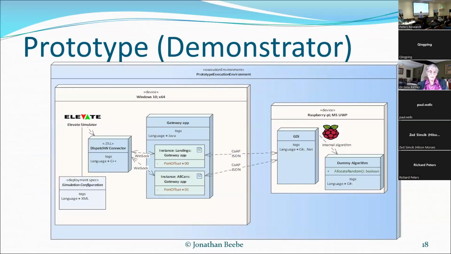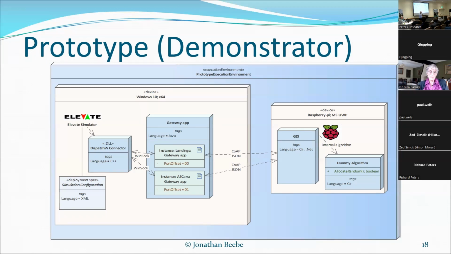Have I run out of time? This is the sort of block diagram of the prototype that I developed to do that. Fortunately, I had the use of the Elevate simulator from Peter's research, so I can simulate all these different configurations of lifts and passengers. It has an API that I can drive software which creates the events, which are then sent to the global dispatcher interface.